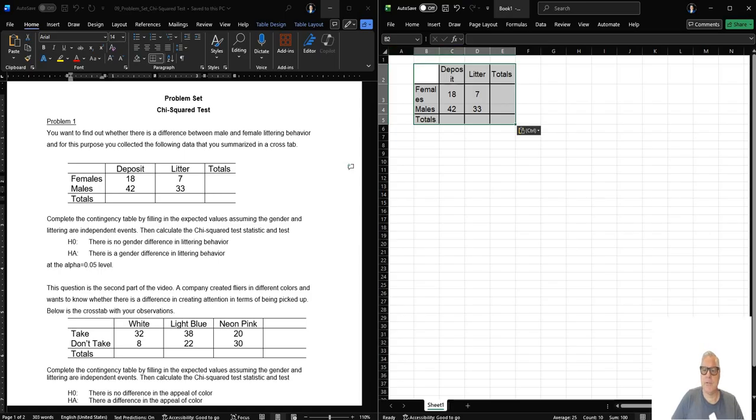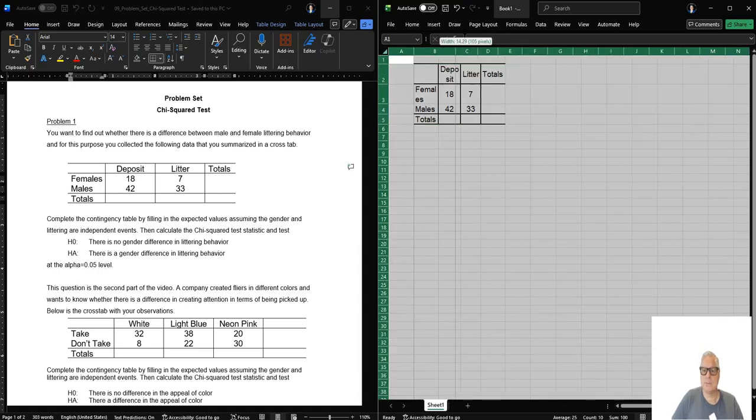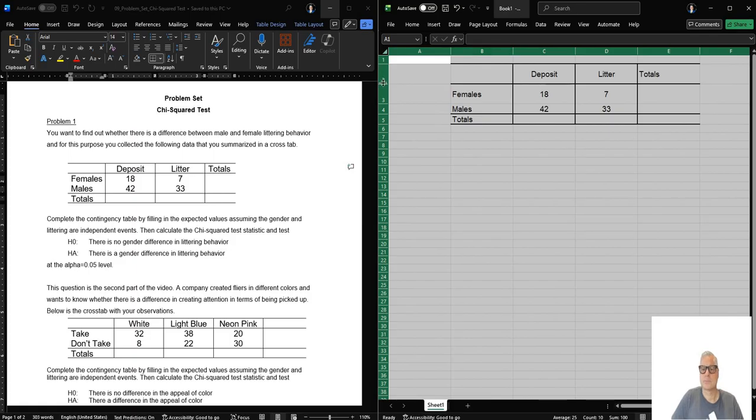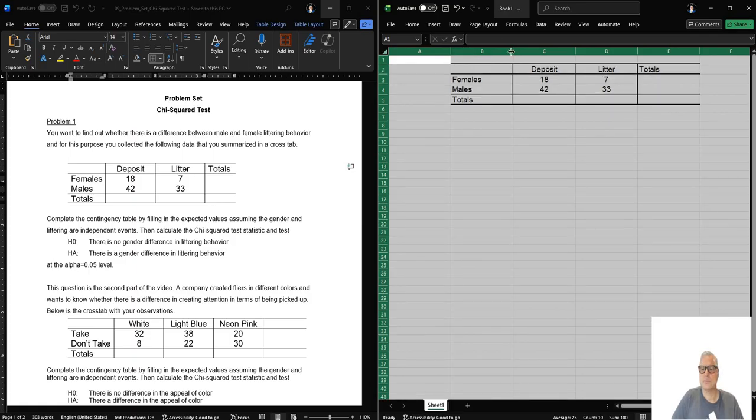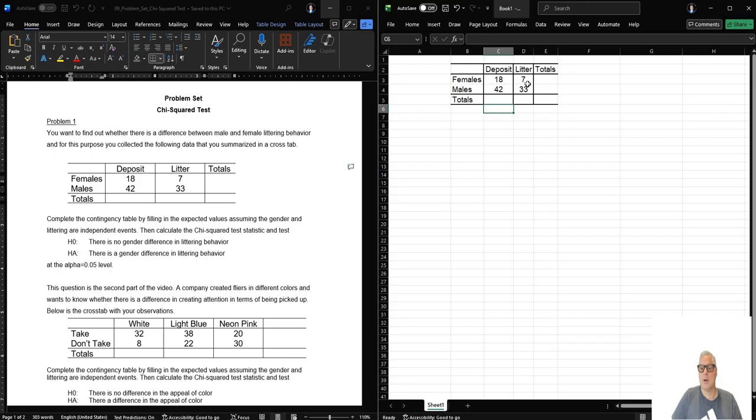And then maybe we want to fit to content. Okay, so this is our data, and we want to test the hypothesis. The null hypothesis is that there is no gender difference in littering behavior. The alternative is that there is one. And we want to test that at an alpha of 5%.